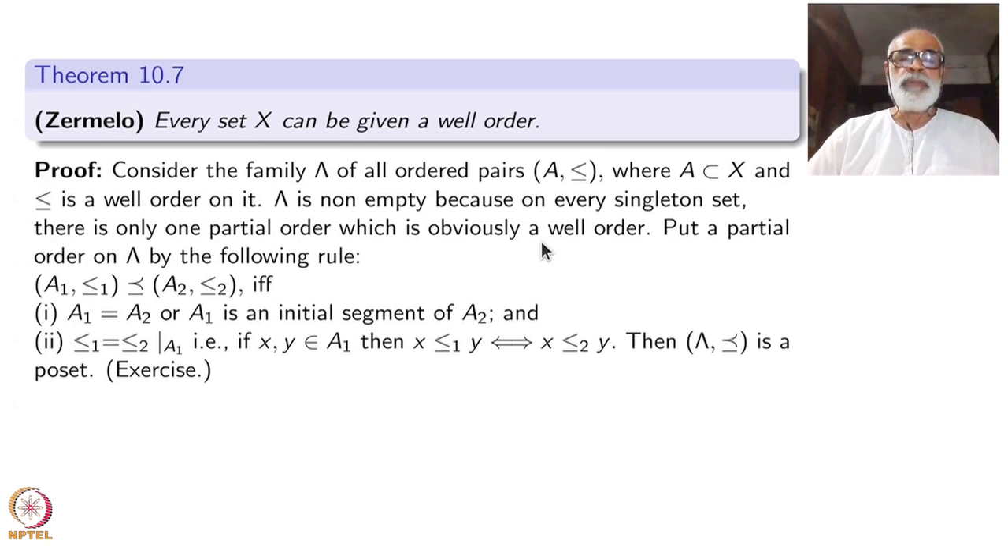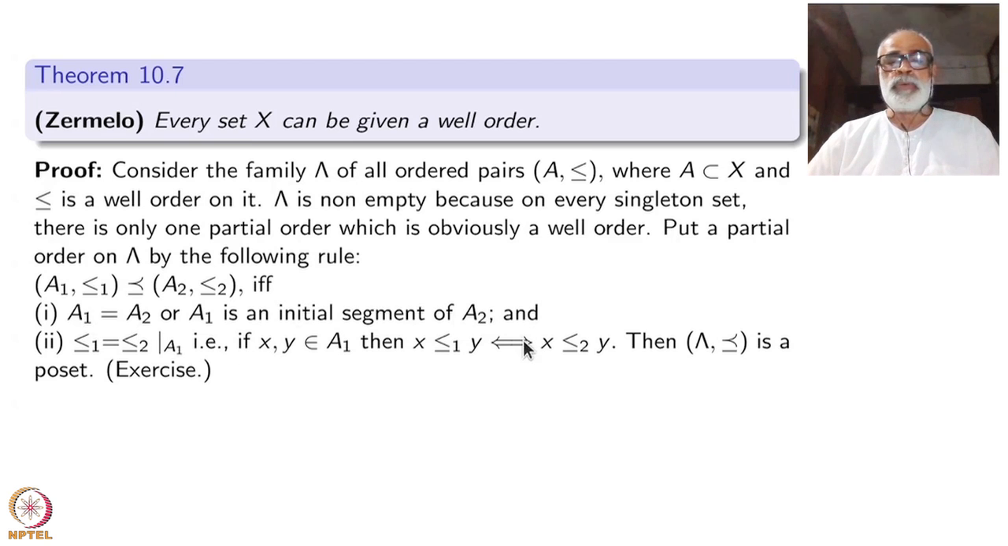Now on Lambda we'll put a partial order. What is that partial order? (A1, ≤1) and (A2, ≤2) are related by this. I will read it as prec, or we can read it as precedes. A1 precedes A2 if and only if one condition holds: A1 may be equal to A2, along with the partial orders also being the same. Okay, that is the one. Or A1 is an initial segment of A2, the way we have defined the initial segment. So that is the condition, and I am expressing that in the second part.